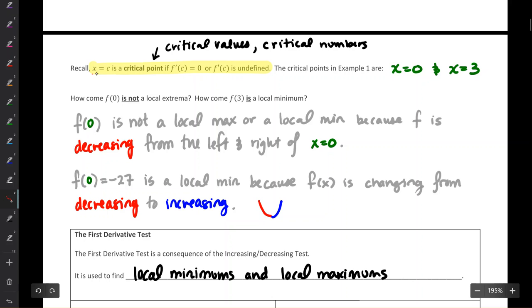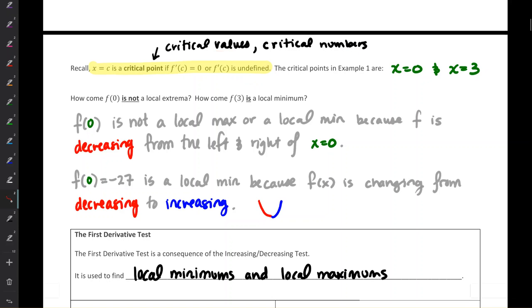Recall that x equals c, x equals that number, is a critical point if the derivative is either 0 or undefined there. Some texts will also use critical values or critical numbers. They're all the same thing.